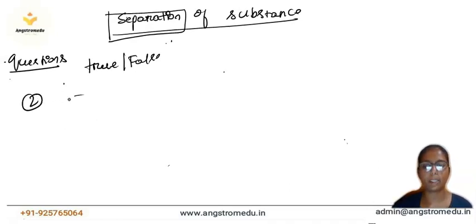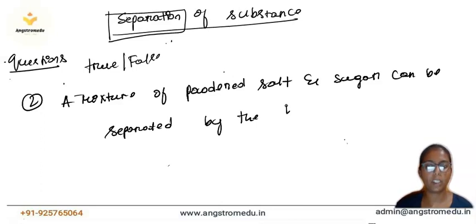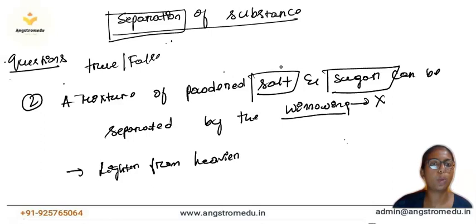And the second statement: a mixture of powdered salt and sugar can be separated by winnowing. This is also a false statement, because winnowing is the separation of lighter particles from heavier ones. Here the powdered salt and the sugar are of more or less the same size, so it is not suitable for winnowing.